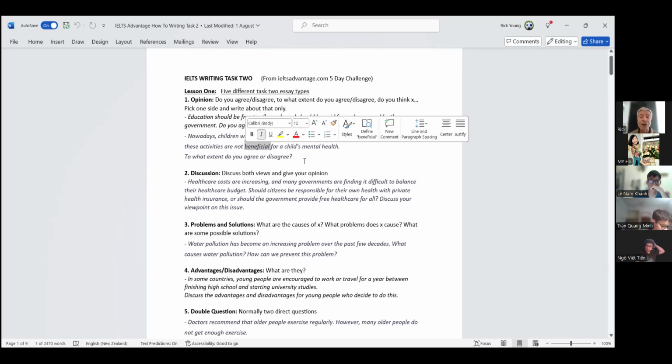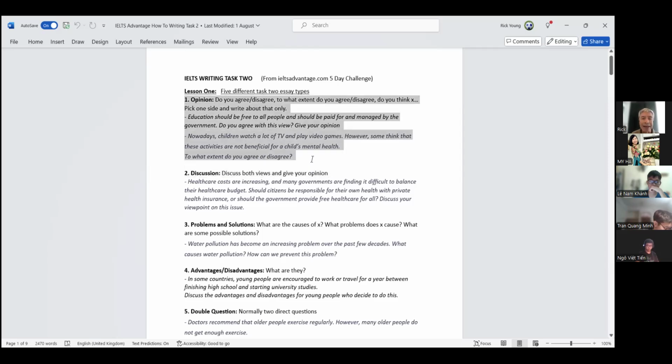Something that is beneficial for your health is good for your health. All right, that is essay number 1, an opinion essay. The important thing to remember about an opinion essay is this. Ding Ming, can you read what I've highlighted, please? Pick one side and write about that only.